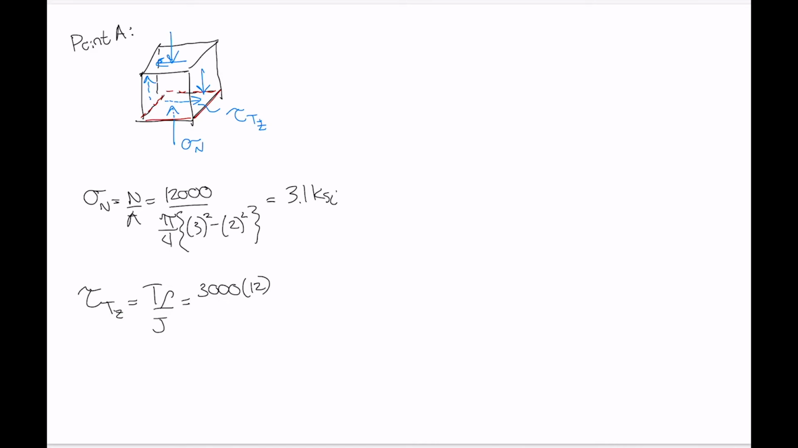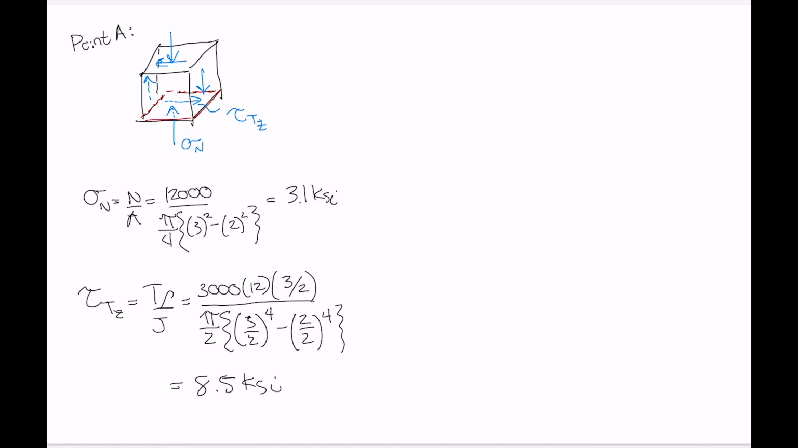Rho, the distance from the center of the pipe to our point of interest, is half of the outer diameter. So we've got 1.5 inches, 3 divided by 2 there. Then J is pi over 2 times the outer radius to the 4th power minus the inner radius to the 4th power. Okay, there we go. So that's giving us 8.5 KSI.